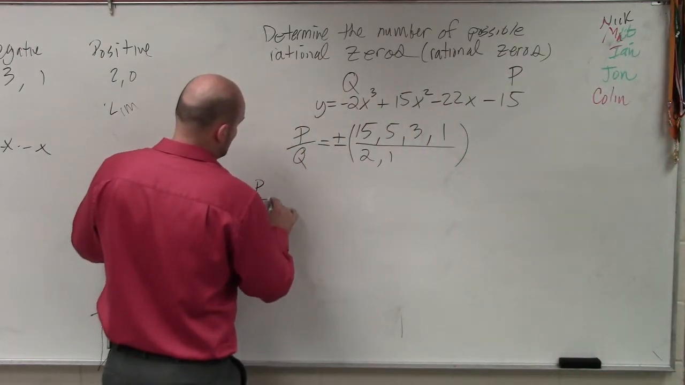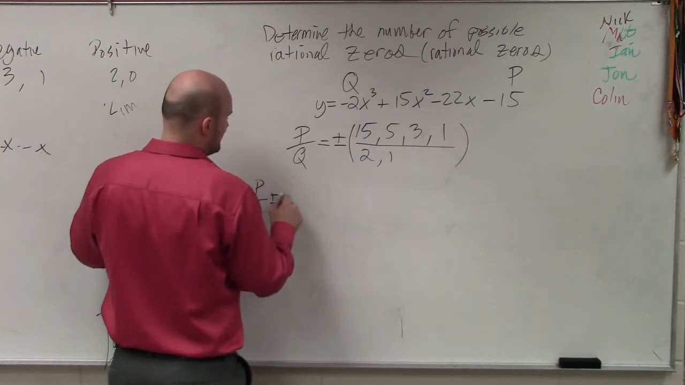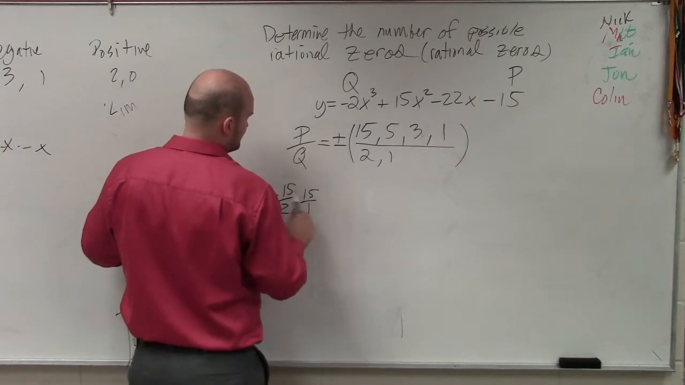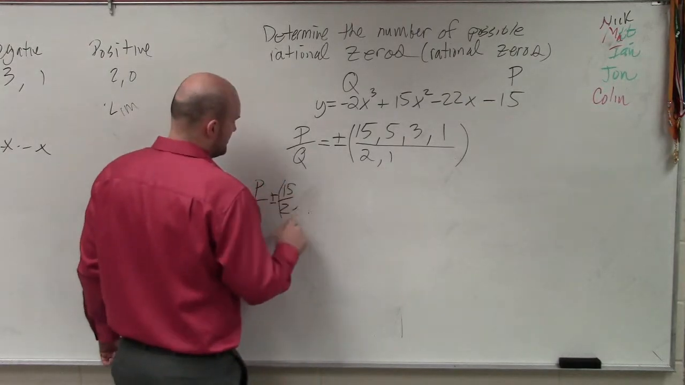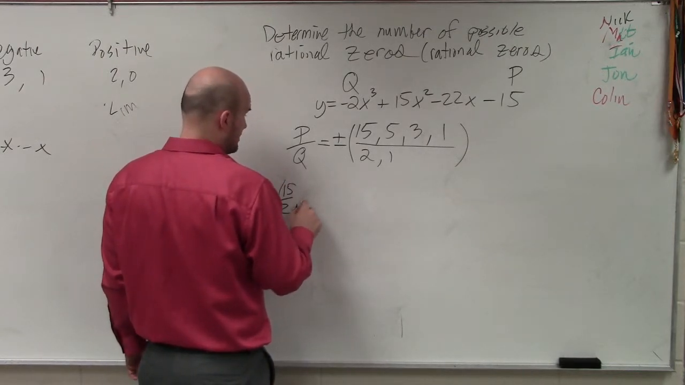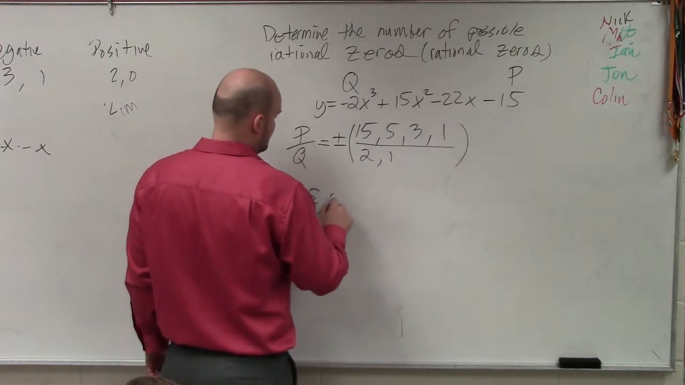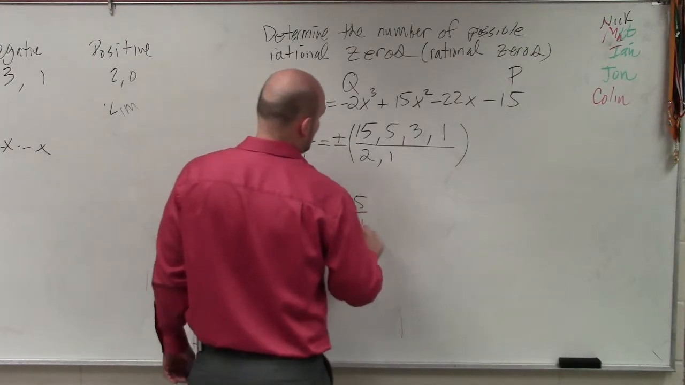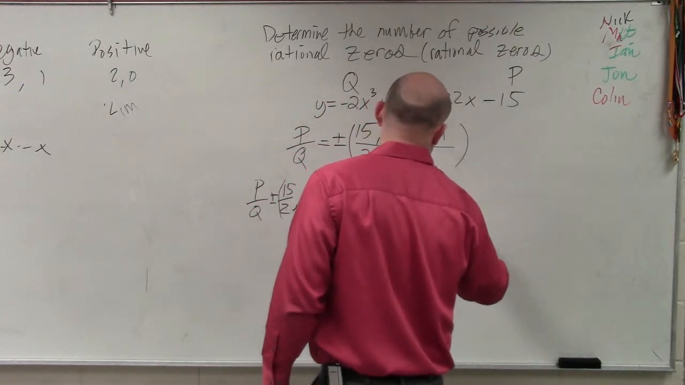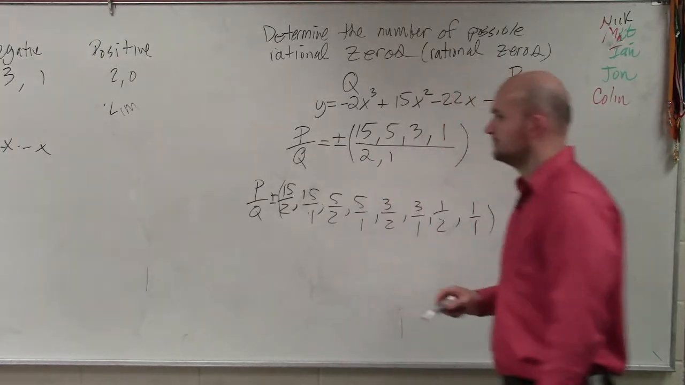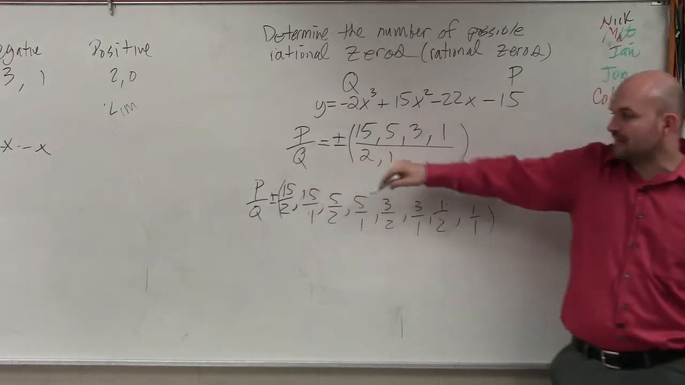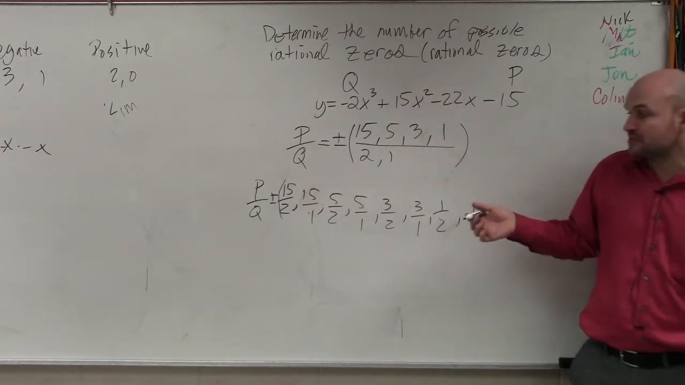P over Q plus or minus, again, you're going to write 15 over 2, comma, 15 over 1, comma, 5 over 2, comma, 5 over 1, 3 over 2, comma, 3 over 1, 1 over 2, comma, 1 over 1. I always like to put plus or minus outside, so then I don't have to do it for every single one. So I put the plus or minus on the outside, but notice that each one of those should be positive or negative.